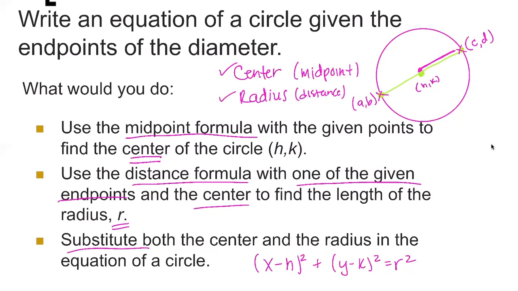So this is just saying, if this is the type of question they're giving, if they give you the endpoints of the diameter, the first thing you have to find is the center, and you find the center by using the midpoint formula. Once you have found the center, you have to come up with the radius. To find the radius, use the center and one of the given points with your distance formula. Once you've found the center and the radius, you're going to plug into the standard form of the equation of a circle.